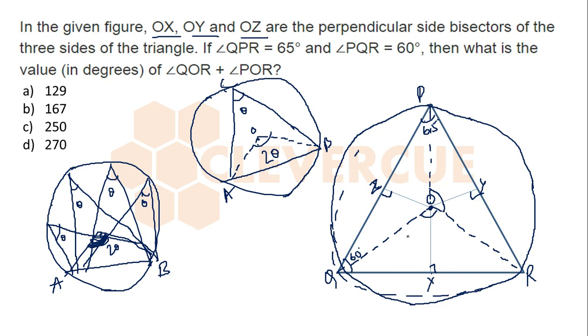Here this angle QOR will be 2 into 65, that is 130, and this angle ROB will be 2 into 60, that is 120. So 120 plus 130 will be 250. Option C is the right answer. Within 5 seconds you will be able to mark the answer if you remember this concept.